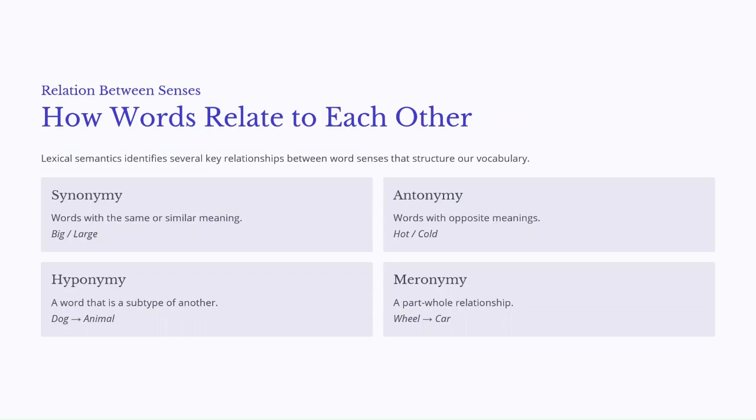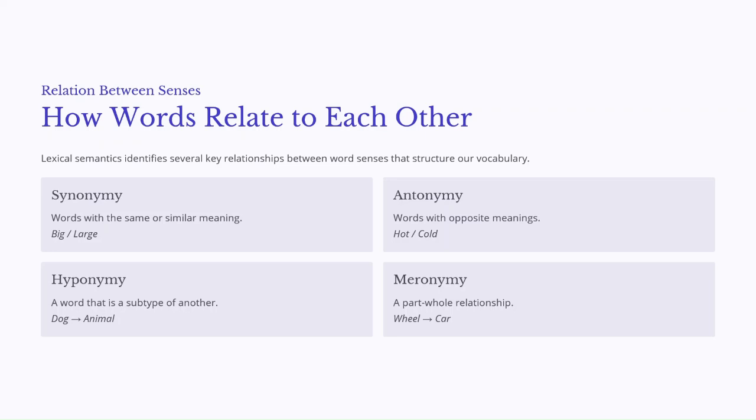So, how do words relate to each other? Lexical semantics identifies several key relationships between word senses that structure our vocabulary. Synonymy: words with the same or similar meaning. Sometimes we say big, sometimes we say large. So both words may have a similar meaning. Antonymy: the opposite meanings, hot and cold.